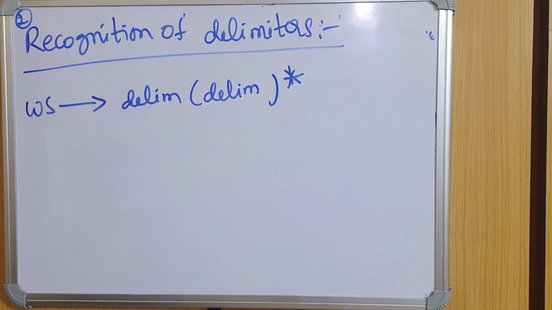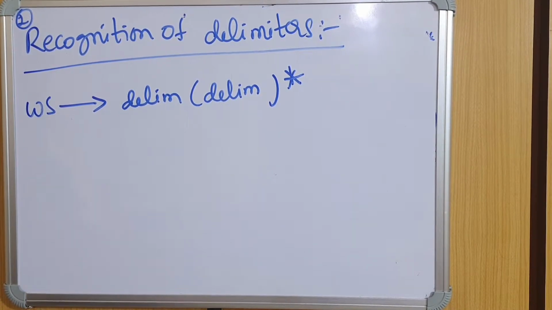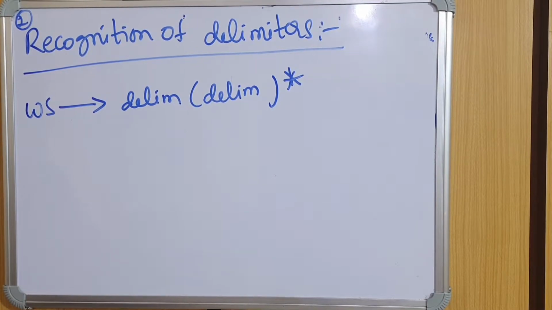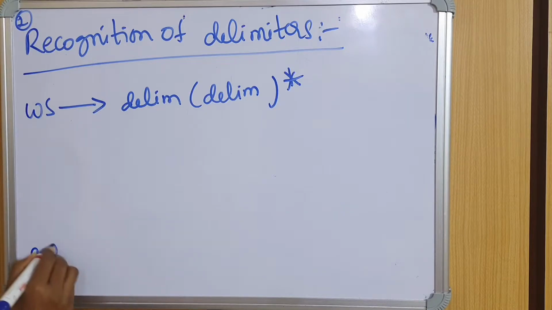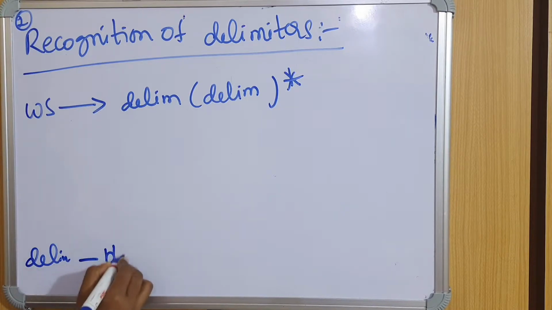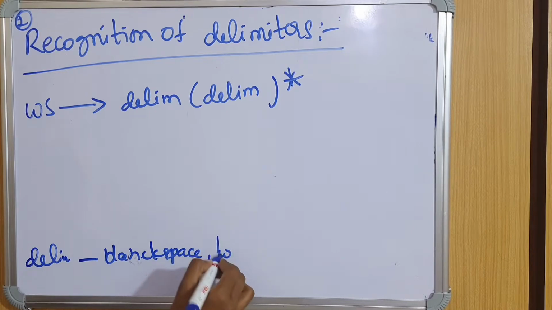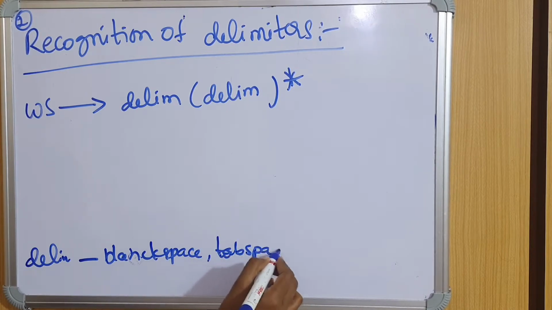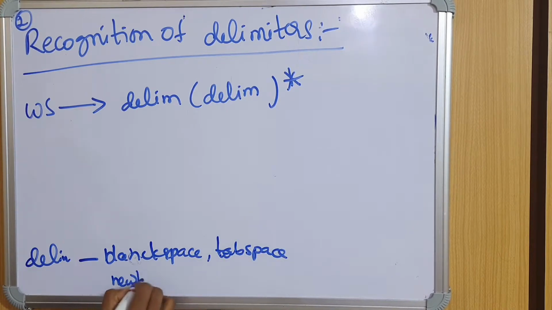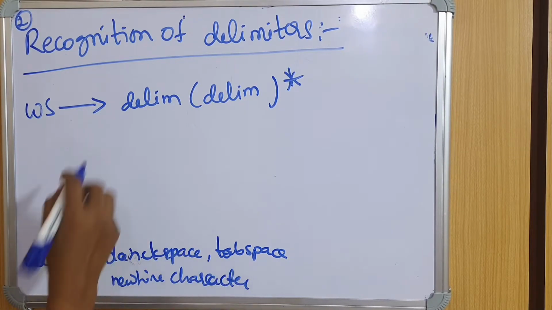Second one is recognition of delimiters. So what is a delimiter actually? A delimiter may be blank space, tab space, or new line character.